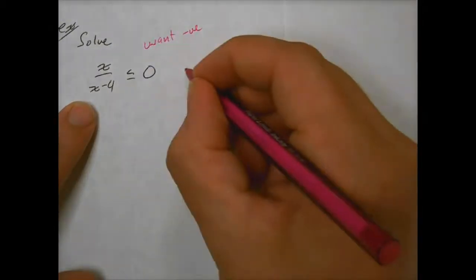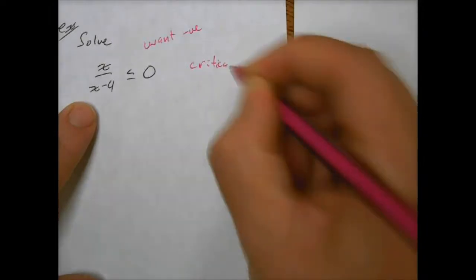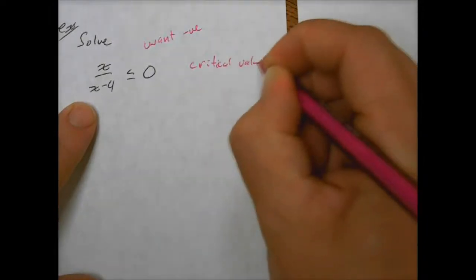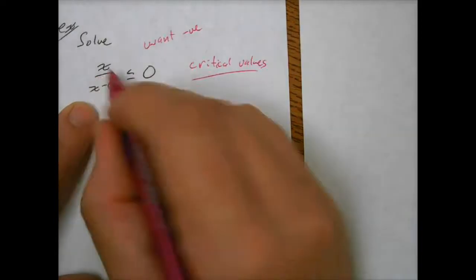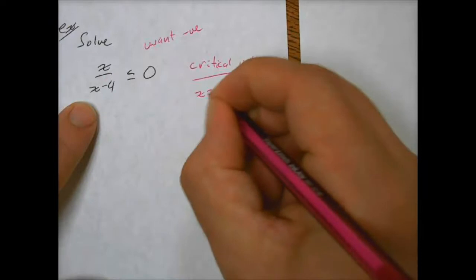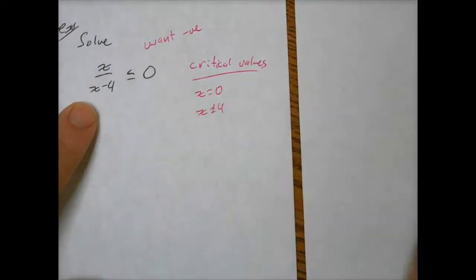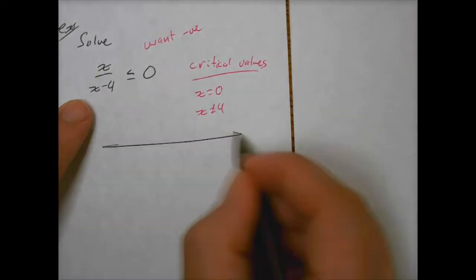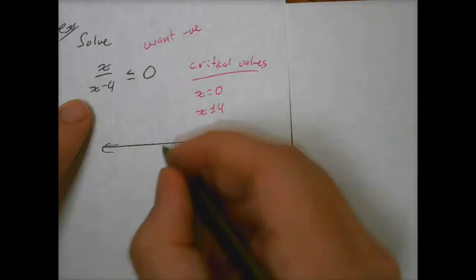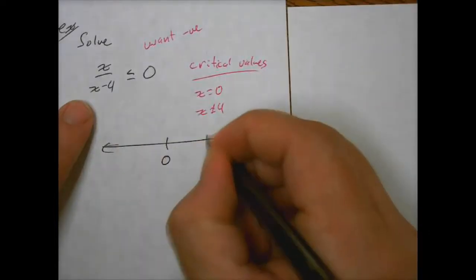Our critical points, our critical values, I still can't spell critical. All right, so the solution would be when the numerator is equal to 0, so we have x equals 0 is possible. We cannot be equal to 4 here. That's our vertical asymptote. We have nothing else to think about. So I can put these on my number line. We have 0, and we have 4.